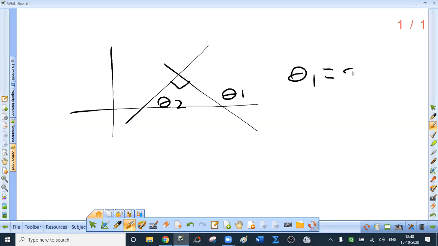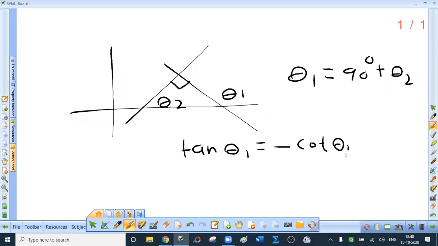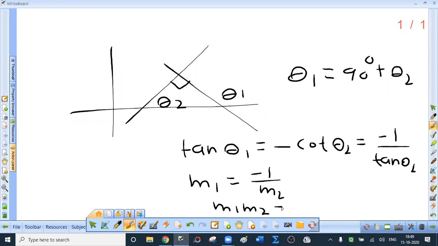So what is theta 1? It is 90 degrees plus theta 2. Simple. Take the tangent ratio. So what is tan theta 1? It is tan of 90 plus theta 2. Tan of 90 plus theta is minus cot theta. But cot is 1 upon tan, so minus 1 upon tan theta 2. But tan theta 1 is m1 and tan theta 2 is m2, so m1 equals minus 1 upon m2. Cross multiplication gives m1 m2 equal to minus 1. I hope that you will appreciate this. So the product of slopes of two perpendicular lines is always minus 1.